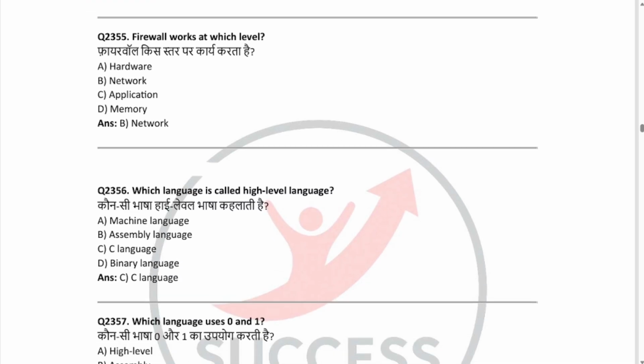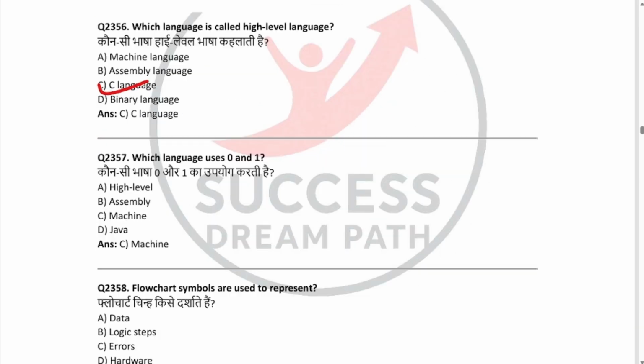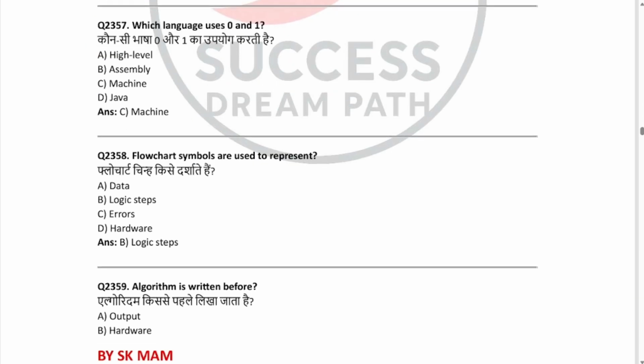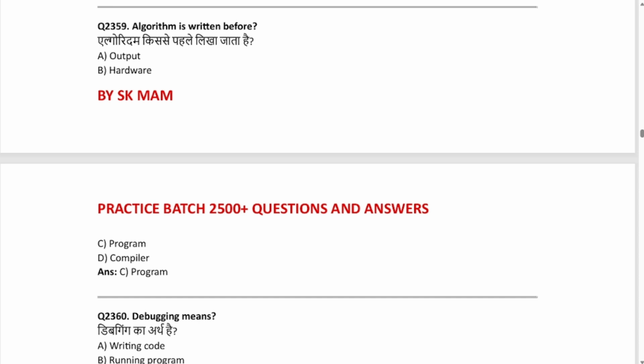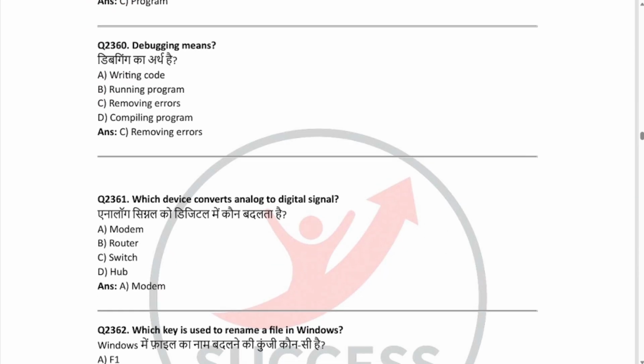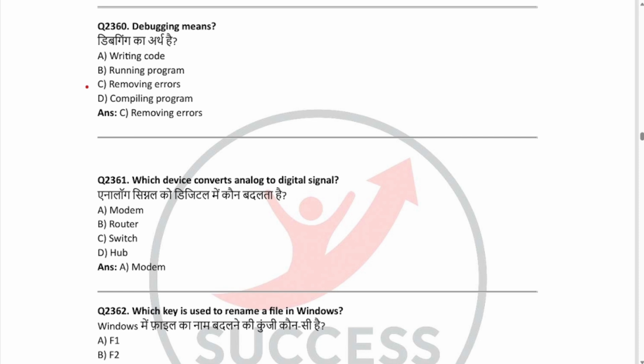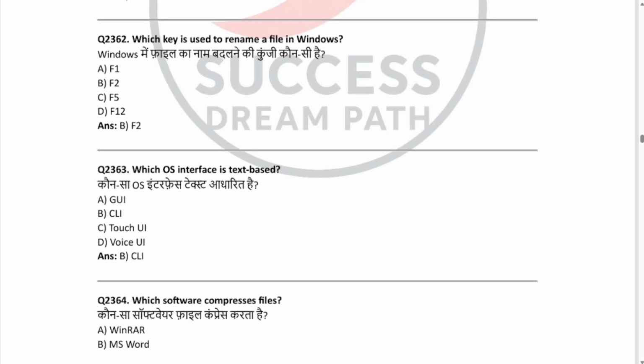Firewall works at which level? Network. Which language is called high level language? C language. Which language uses 0101? Machine level language. Flowchart symbols are used to represent logic steps. Algorithm is written before program. Debugging means removing errors. Which device converts analog to digital signals? Modem.